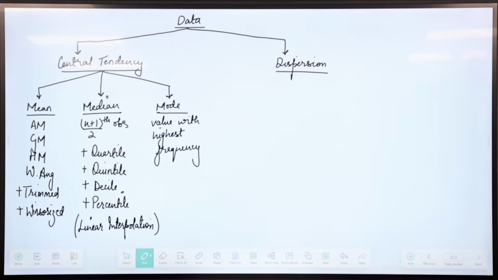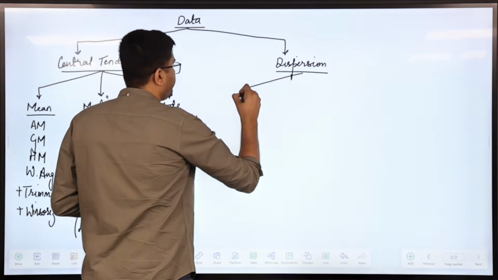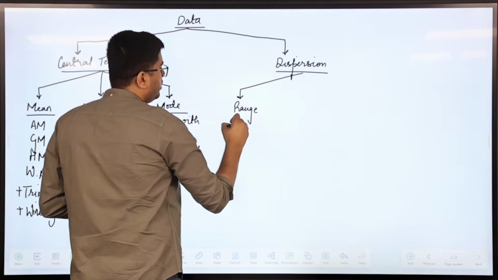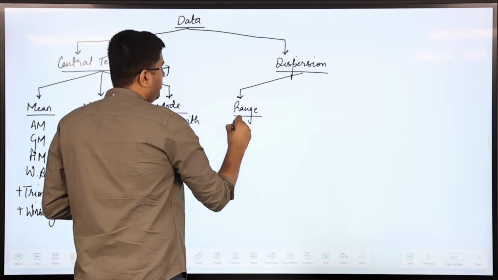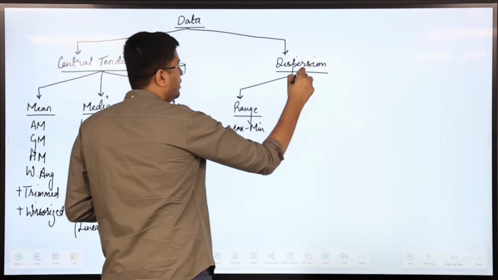We can have more than one modal value in our entire data set. No need to average them out. Then we have dispersion, first calculation is range, maximum minus minimum value within a data set.